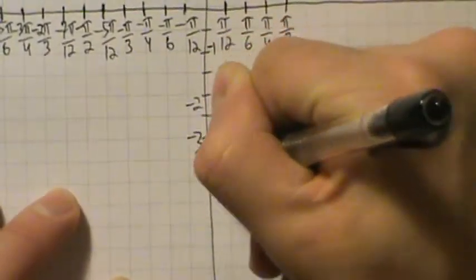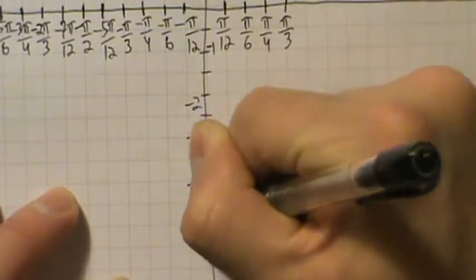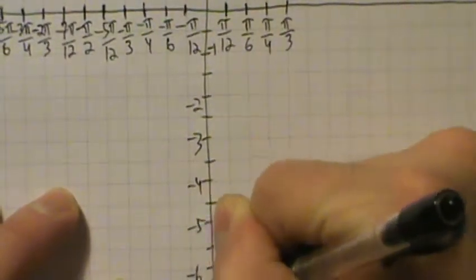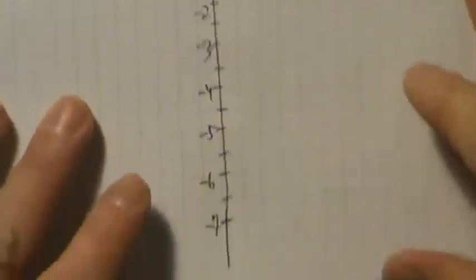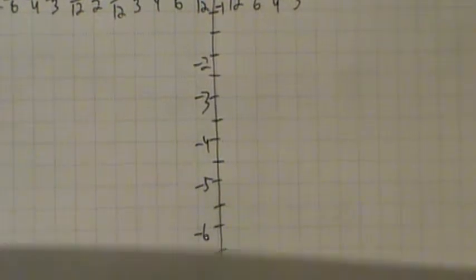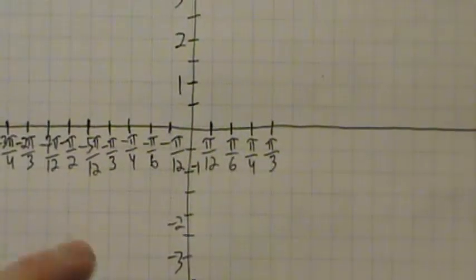Negative 3, negative 4, negative 5, negative 6, and negative 7. Okay. All right, now that's it for our scale. And again, if you're on a quiz or a test, or maybe even a homework assignment, you might already be given the scale, and it really does save you a lot of trouble. That's really nice. But anyway, that's how to get the scale if you're not given one.